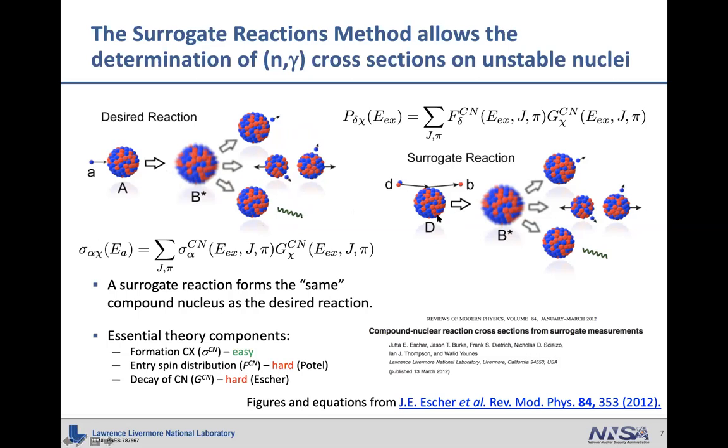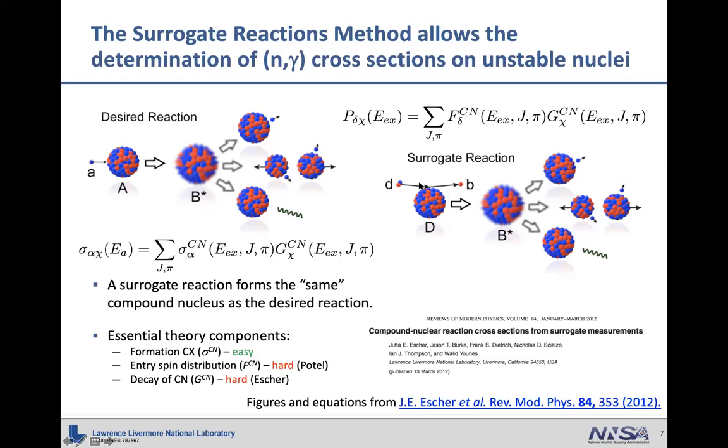So you take a different target and a different probe that is experimentally easier to measure, but forms the same compound nucleus, and then you select the same decay channel to measure in your experiment. And the probability for achieving this reaction is this formation probability for this compound nucleus, which we can call the entry spin distribution of the compound nucleus, and then the same branching ratio from it for its decay.